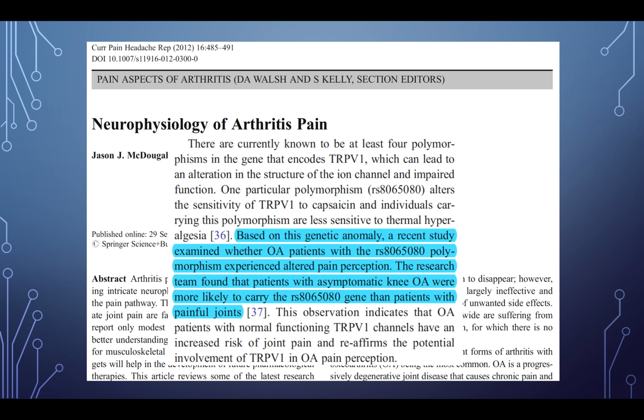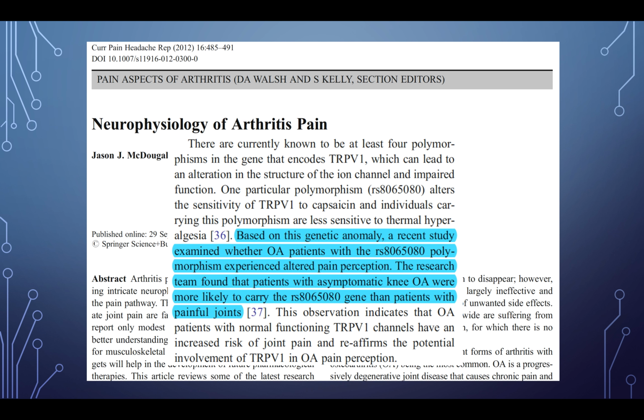So in that case, having that TRPV1 genetic polymorphism will alter your pain perception, for whatever reason, just the way it works. And those patients that had OA, I'm assuming at the same level as the ones who were symptomatic, were asymptomatic, which is pretty darn cool. So genes always play a role.